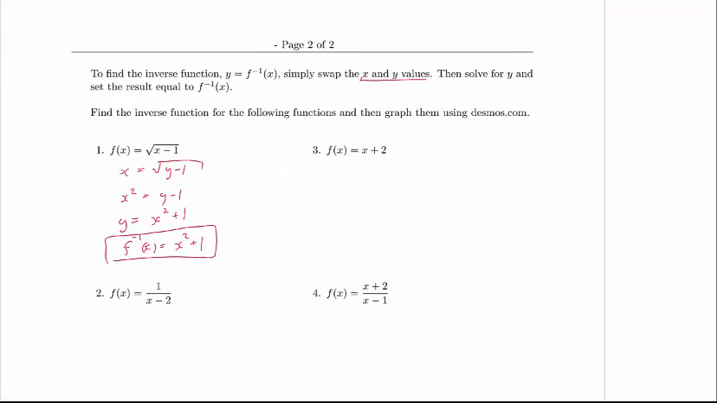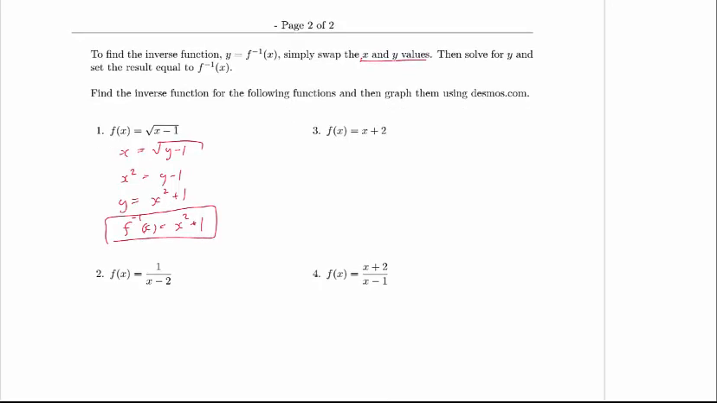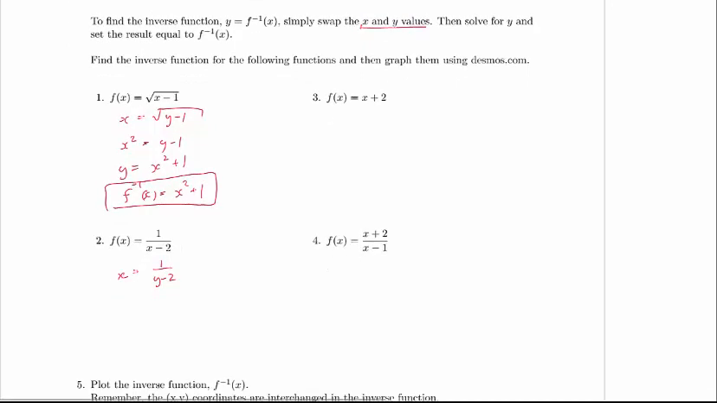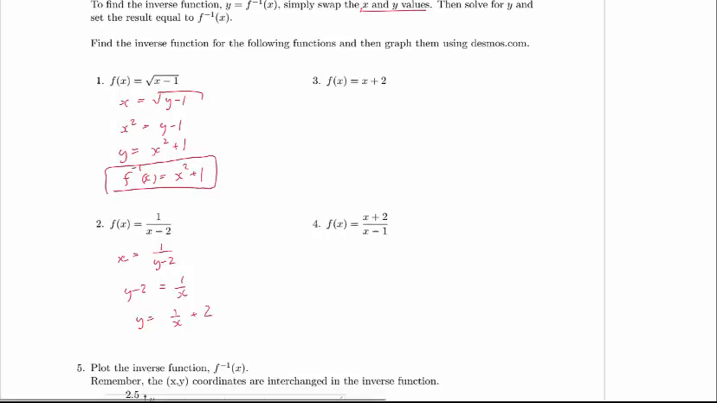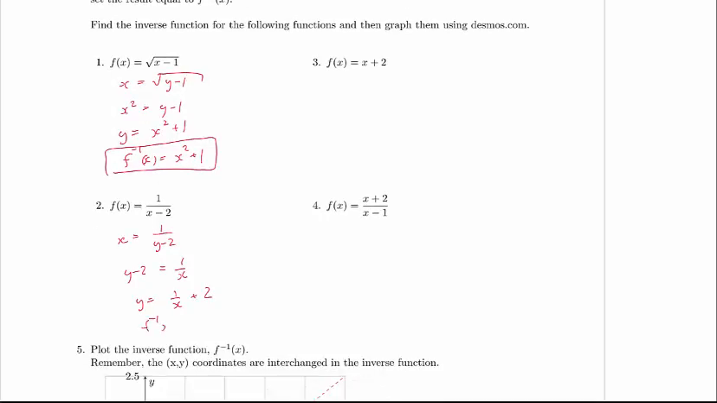Alright, number 2, note this is already a 1 to 1 function, so we don't need to do a domain restriction. So we're going to follow the directions. We're going to say, okay, x equals 1 over y minus 2. Solving for y. Y minus 2 equals 1 over x. Add 2 to both sides, and we get the inverse shifted up by 2 units. And so our inverse function equals 1 over x plus 2. There we are. That's it.